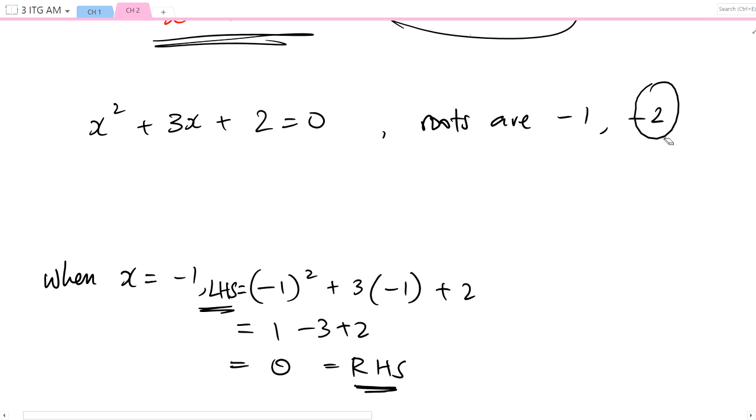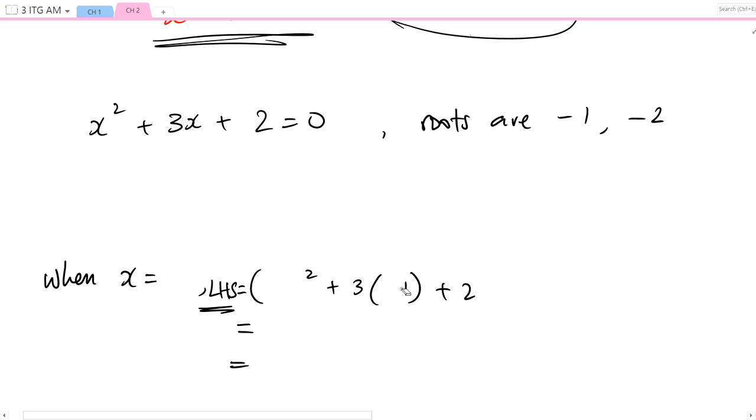What if I choose to put in something that is not a root? For example, I put in 0. Let me try when x equals to 0. Which you should already know what we will get. When you put x equals to 0, left hand side equals to 0 squared plus 3 times 0 plus 2, which is 2, which is not equals to right hand side. Okay so far? Yes. So when x equals 0, the equation will not work.